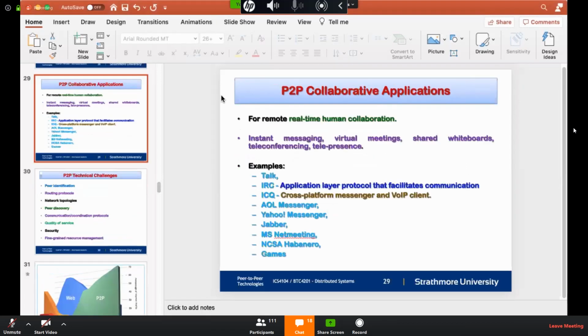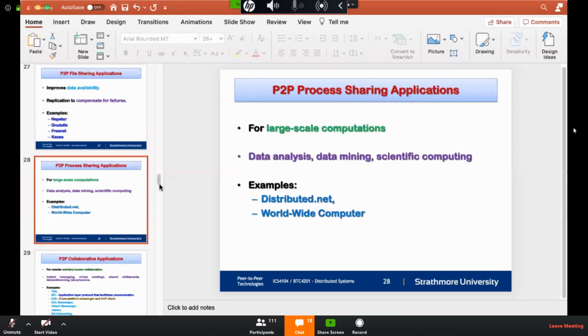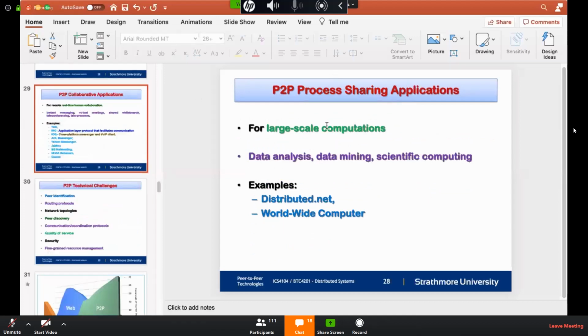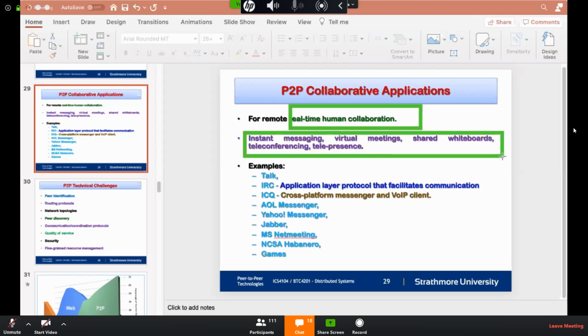In terms of collaborative applications, the previous one was about sharing applications. If we look at collaborative applications, we have several. Real time, like for example, I'm sure we are right now on Zoom, so a real time application. We have instant messaging, virtual meetings, shared whiteboard.